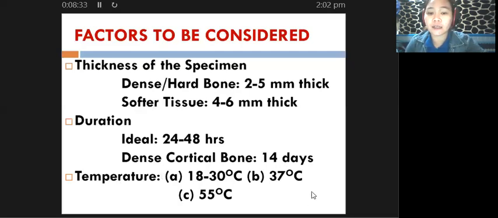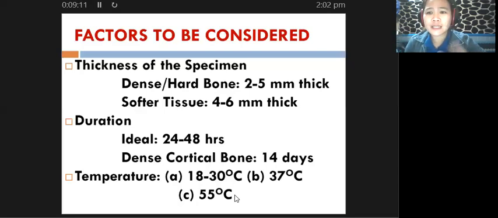Okay, so at 37 degrees Celsius, there would be a reduced effectiveness of your trichrome stain and your PAS. So again, what is PAS? Yes, correct. We have your periodic acid Schiff. Okay, take note class. At 55 degrees Celsius, your tissue will undergo complete digestion within 24 to 48 hours.